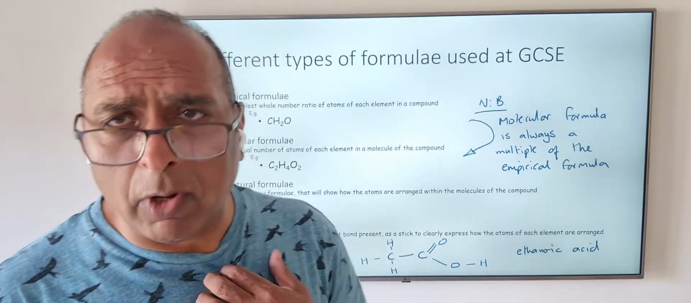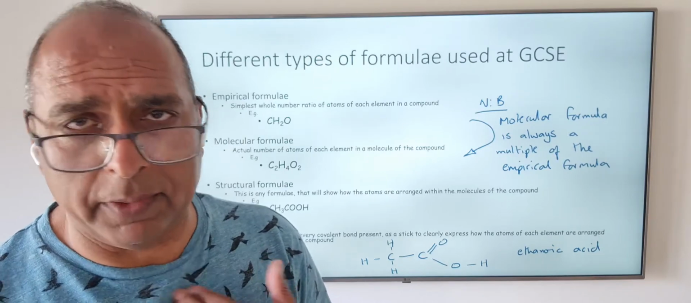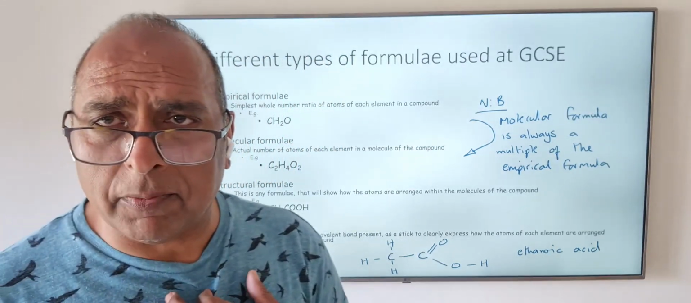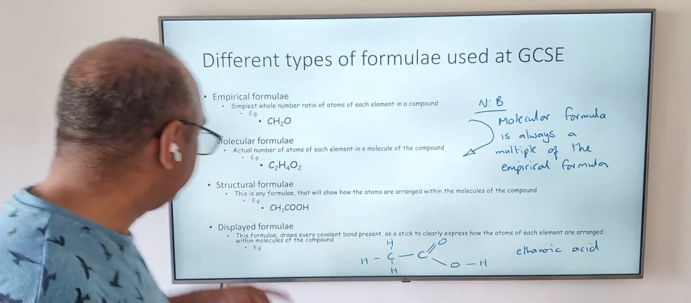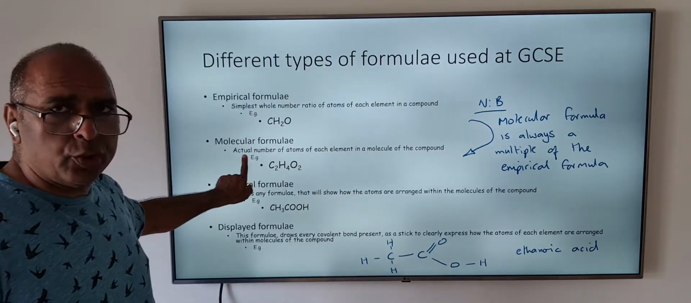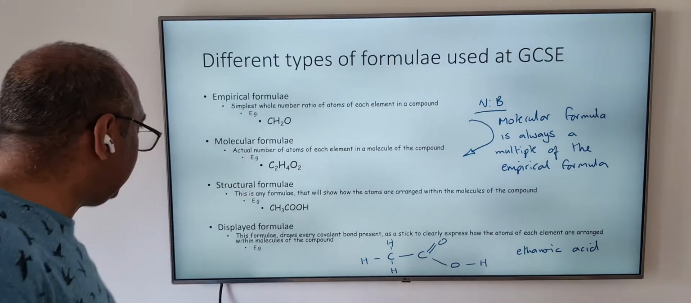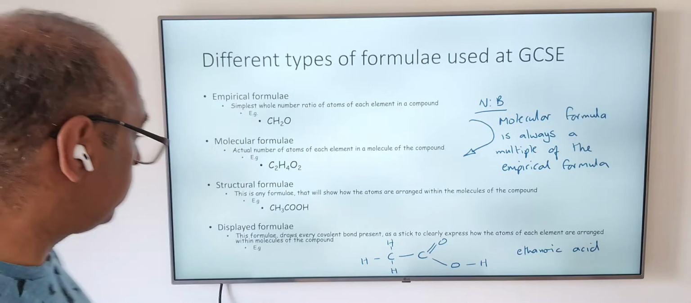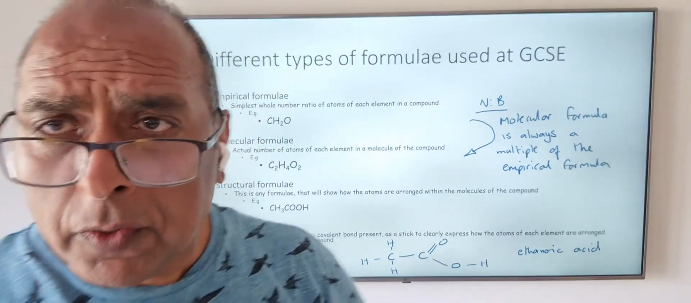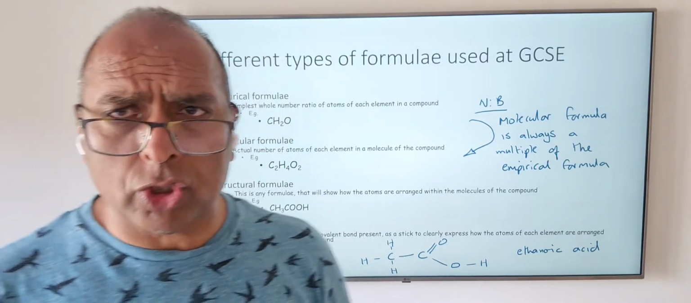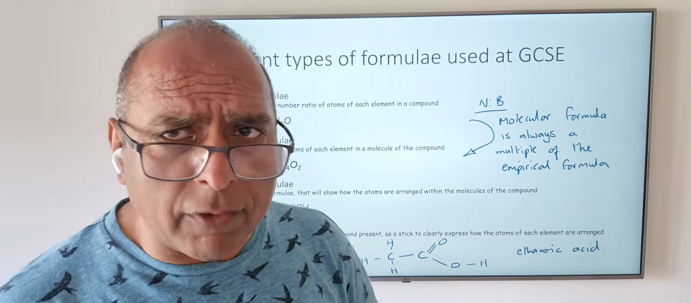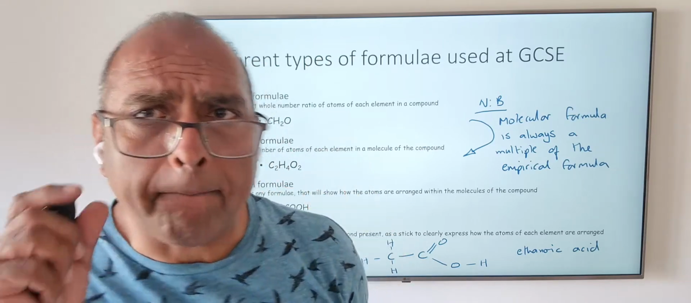But some of these moles questions ask for molecular formula. So while we're here, let's go through all the different types of formulae. Molecular formula is the actual number of atoms of each element present in a molecule. So empirical formula talks about the whole compound. Molecular formula talks about one molecule.